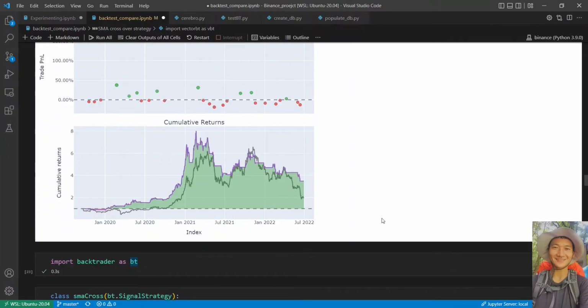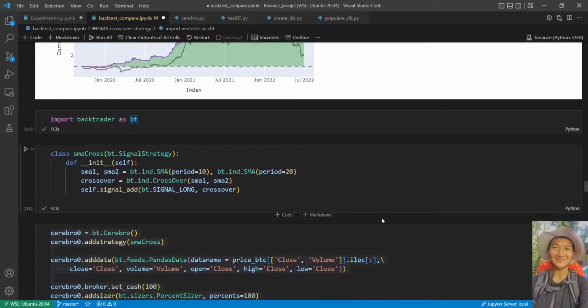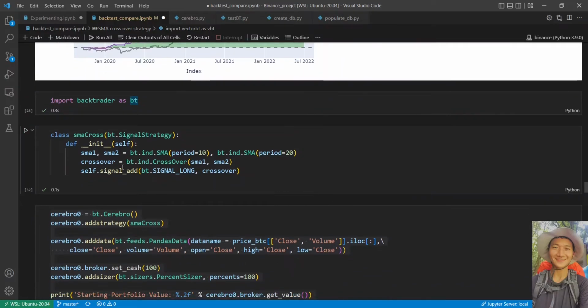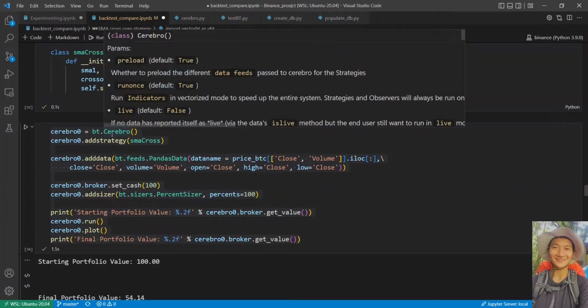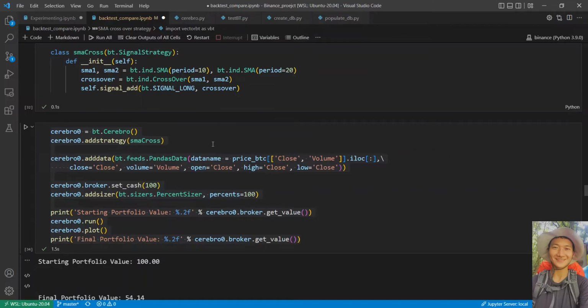Next, I'm going to introduce Backtrader. Here is exactly the same strategy implemented in Backtrader. We can use these three lines to add the SMA Crossover strategy. After implementing the strategy, you have to create an instance from Backtrader. Then to this instance, you can add a method.